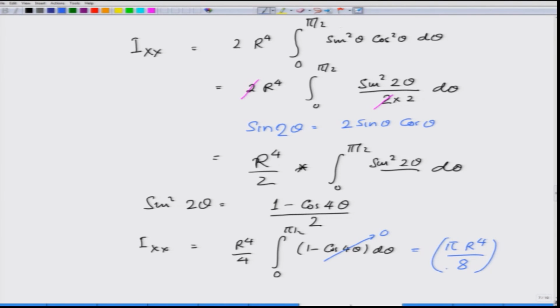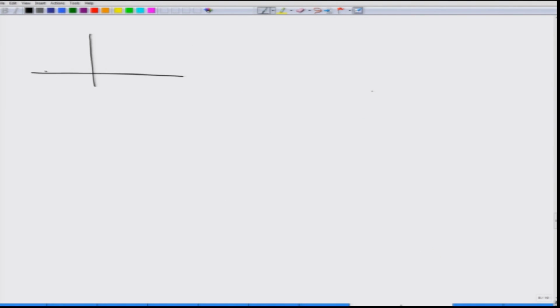Okay, that is the answer. How about the y axis? If I were to calculate this about the y axis, I_yy will be equal to the integral of x squared dA. You could do it explicitly.